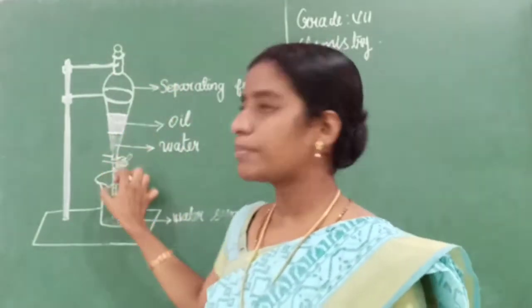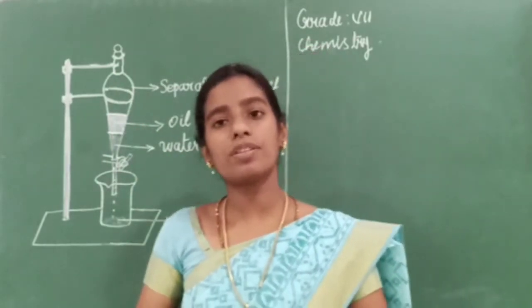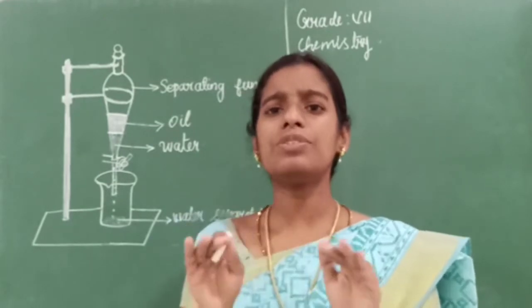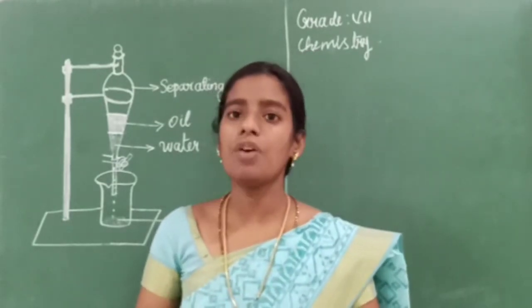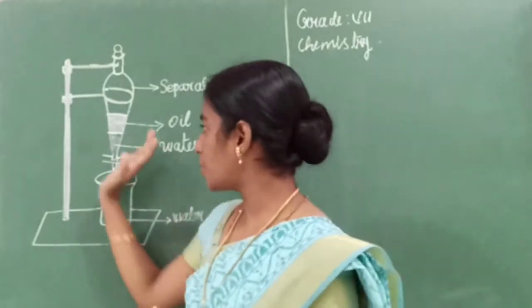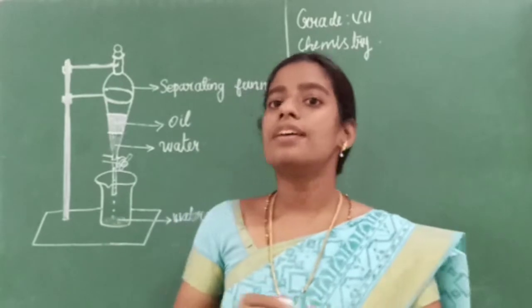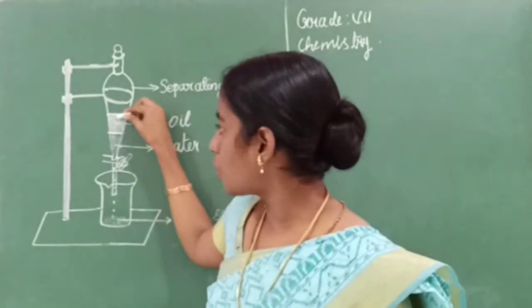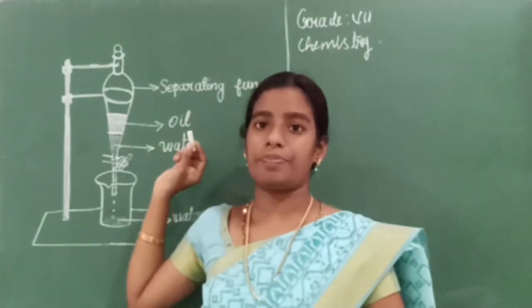This is nothing but the separating funnel. When you pour this mixture in the separating funnel, you have to leave this setup to settle down. To let the liquids settle, we have to leave this setup for some time. See here, now it is settled down. This dark portion is oil and this light portion is water.